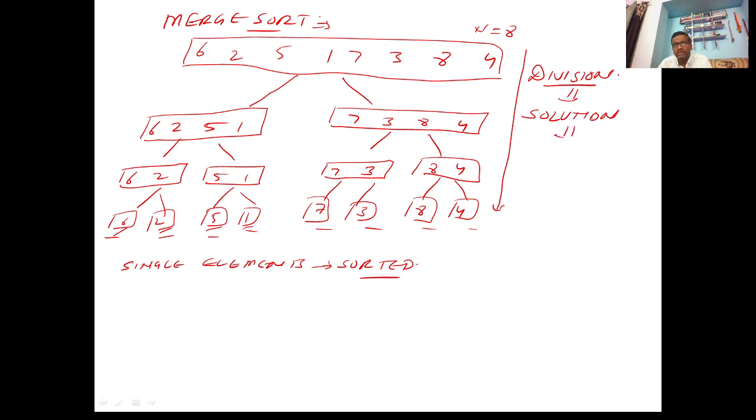And once these solutions are found, we need to combine them, and to be very precise, we need to recombine them. Division, then solution, and then recombination. So we know that these are lists containing a single element. If they are single element, they are sorted. If they are sorted, it means they are solved. So these sorted lists are returned back to this node. Now, 6 and 2 are returned back. It means two lists, one containing element 6, second containing element 2, are returned back to this node.